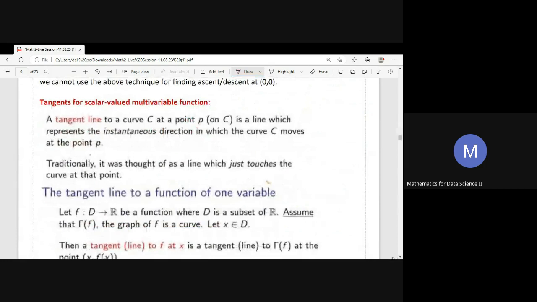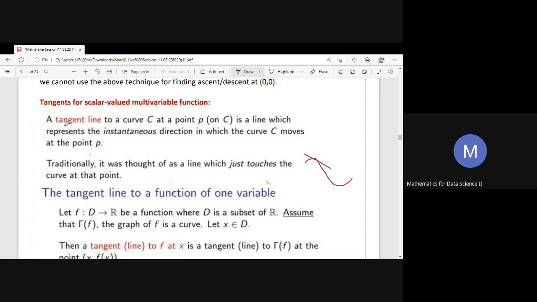So what are tangents? First, we'll recall whatever you have seen for the one variable case. Suppose you have a curve like this, then at this point a tangent is something which is just touching the curve like this. Tangent also tells the slope at that particular point.